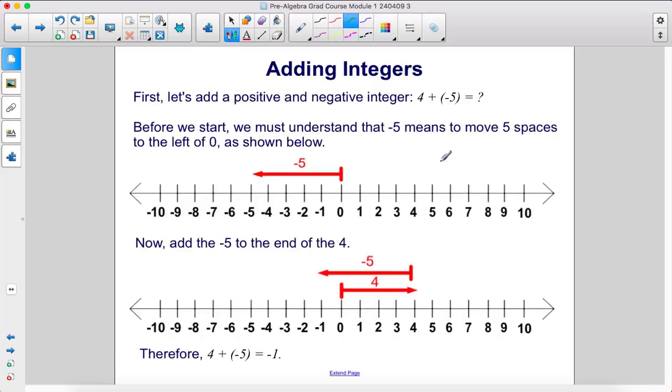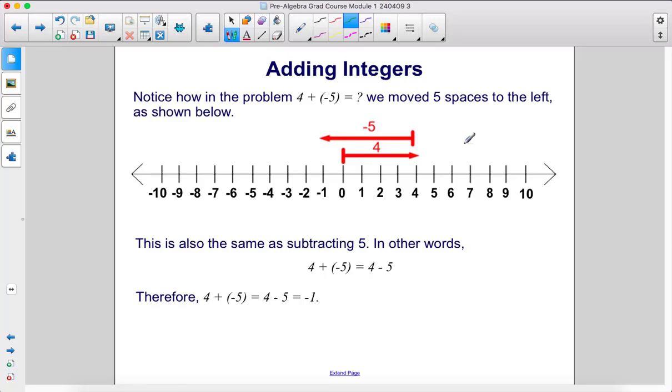First, let's add a positive and negative integer, 4 plus negative 5. Before we start, we must understand that negative 5 means to move 5 spaces to the left, as shown below. So if we start at 0 and we subtract 5, we go 5 spaces to the left and we end up at negative 5. All right, now let's do this problem. 4 plus negative 5. We start at 0, we move 4 units to the right, then we move 5 units to the left, and we end up at negative 1. Therefore, 4 plus negative 5 is negative 1.